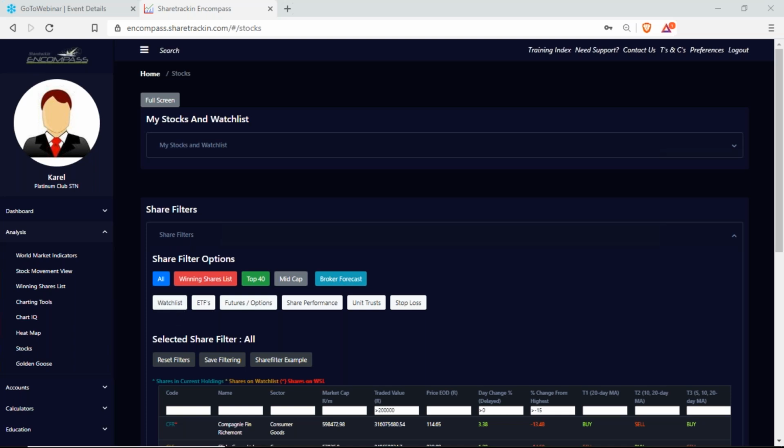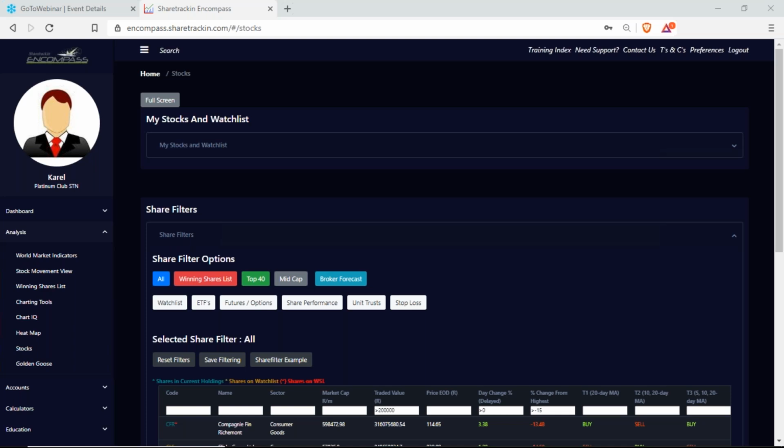Okay, I can also keep my eye on my watch list underneath my share filter. But the reason we don't want to do that is, let's say I want to remove a share. I cannot do it under the share filter. That's why we use the My Stocks and Watch List. You have your ETFs, your futures and options, your share performances, your unit trusts, and your stop losses.